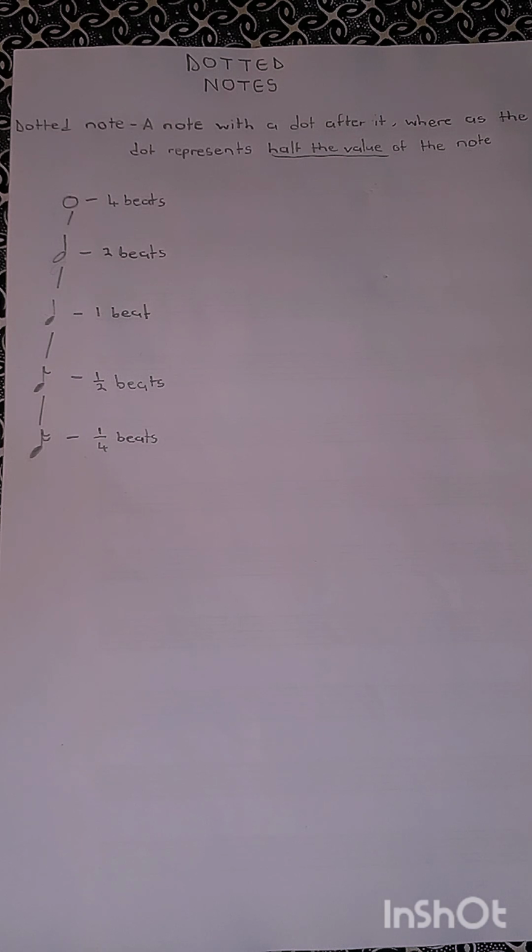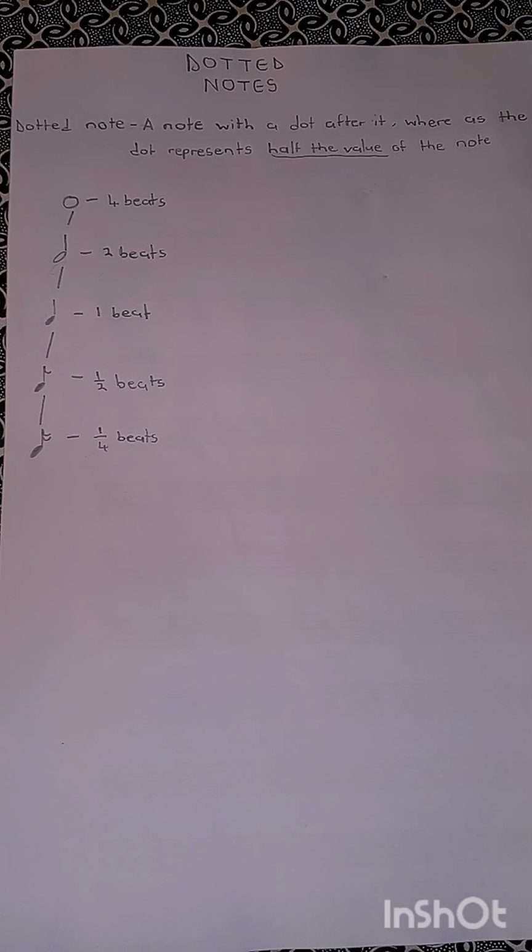And on my previous video, we learned about the semi-brief, the minim, the crotchet, the quaver, and the semi-quaver. Now we said that half of a semi-brief is a minim, half of a minim is a crotchet, half of a crotchet is a quaver, half of a quaver is a semi-quaver. And knowing this, it will help us understand how the dot represents half the value of the note. Now let us make an example.